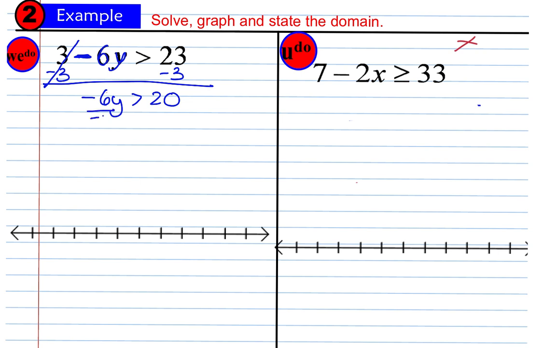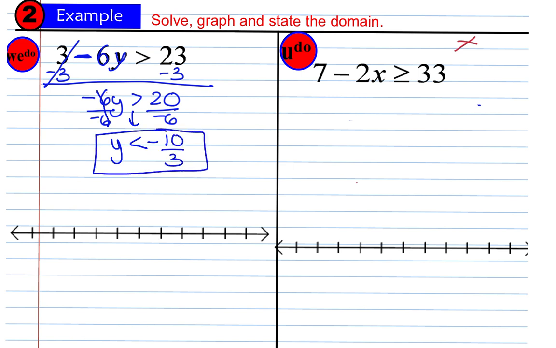You're going to divide both sides by negative 6. If you divide both sides by a negative, this inequality symbol is going to flip. So now instead of being greater than, it's going to be less than. So this goes away, and you're going to have y, you're going to switch the inequality symbol, and you're going to reduce this. So that is going to become negative 10 thirds.